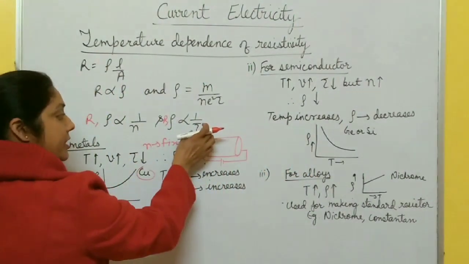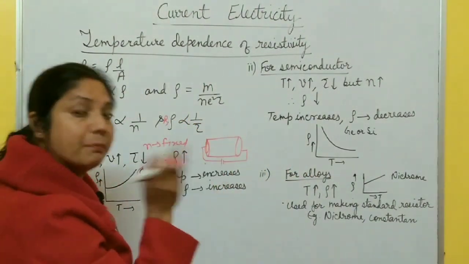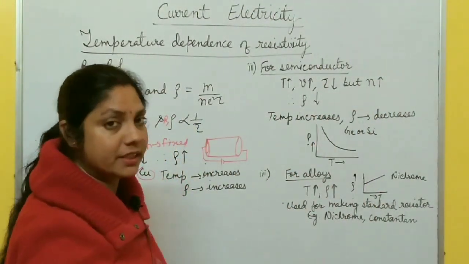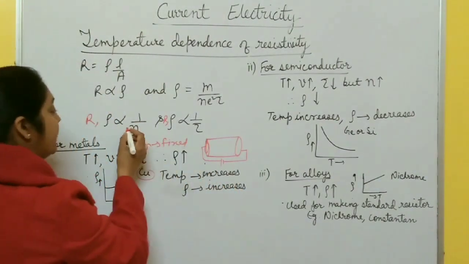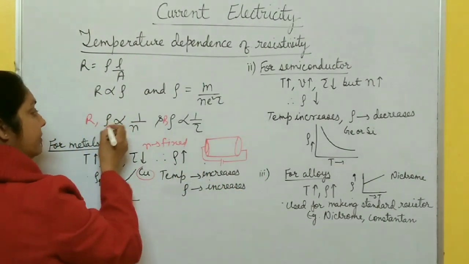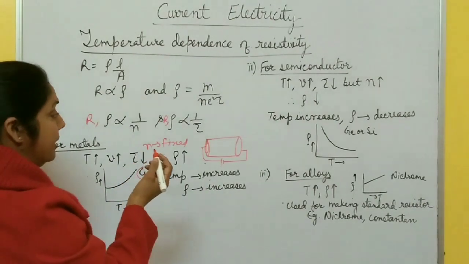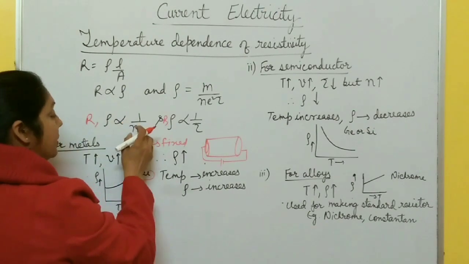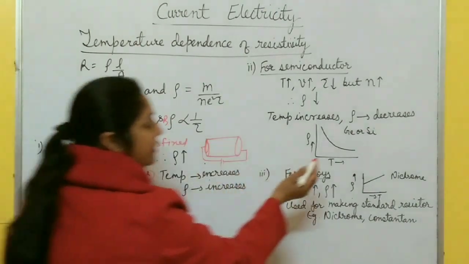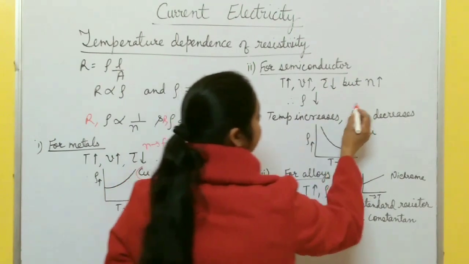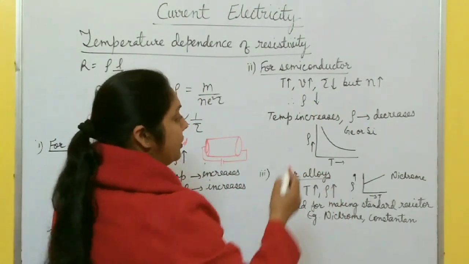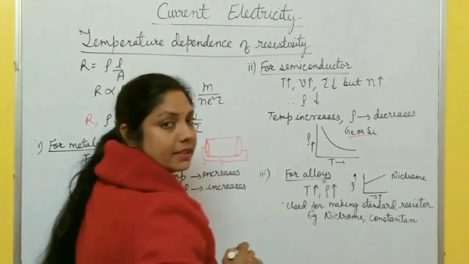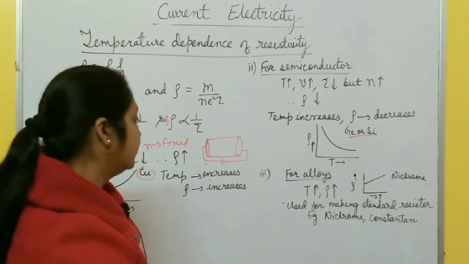There is a decrease in relaxation time, so resistivity increases, but there is also an increase in number density when temperature increases in a semiconductor. So when number density increases, resistivity what? Decreases. And this increase in number density is more than the effect of relaxation time. So when temperature increases, resistivity decreases in a semiconductor. For germanium or silicon, the graph is like this one. It decreases with increase in temperature, right?